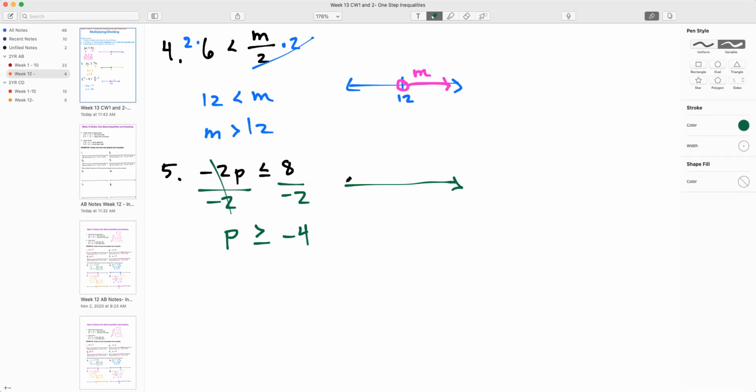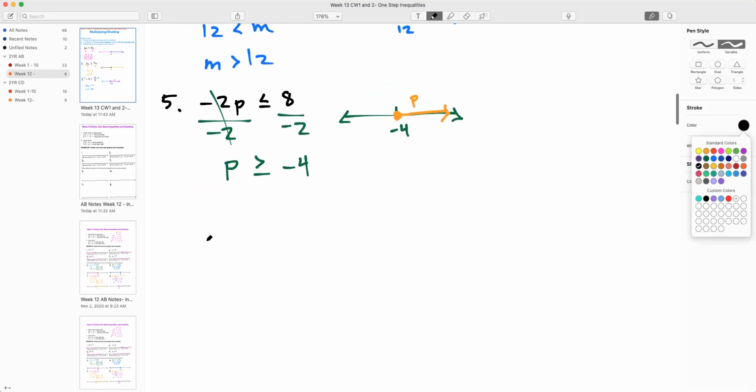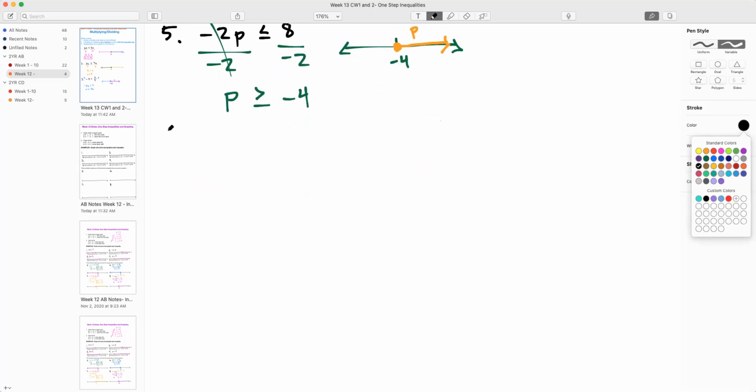So let's graph this now. P is greater than or equal to negative 4. So here's negative 4, and here's your closed circle. And because it's greater than negative 4, it's going to go to the right. This is P right here. Everything greater than or equal to negative 4. All right, moving on to number 6.